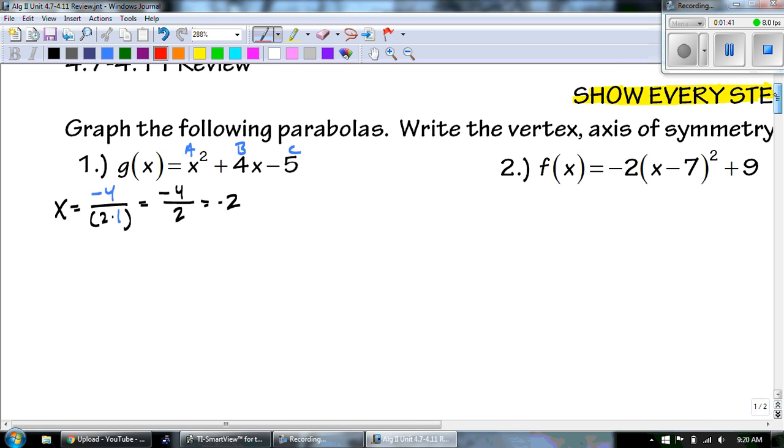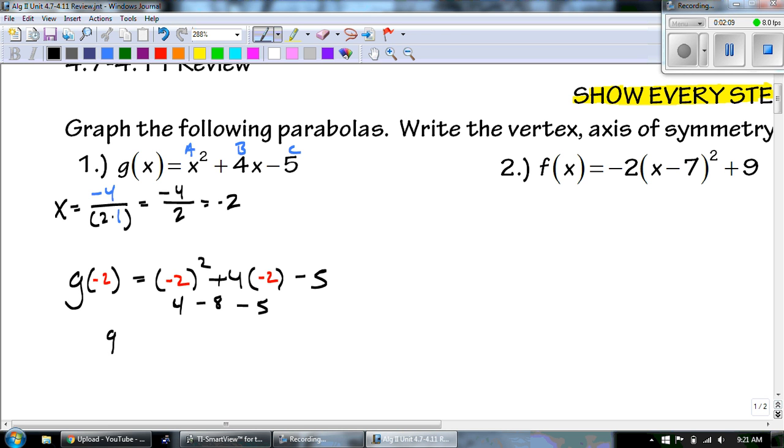Okay? So now that I know what my x value is, I would come back and plug in negative 2 to all of these. Everywhere that there's an x, I'm going to add a negative 2. Okay, you can either plug it into your calculator or you can do it yourself. Negative 2 squared is 4, plus 4 times negative 2 is a negative 8, minus 5. And then once we're done with all that, we get negative 9.